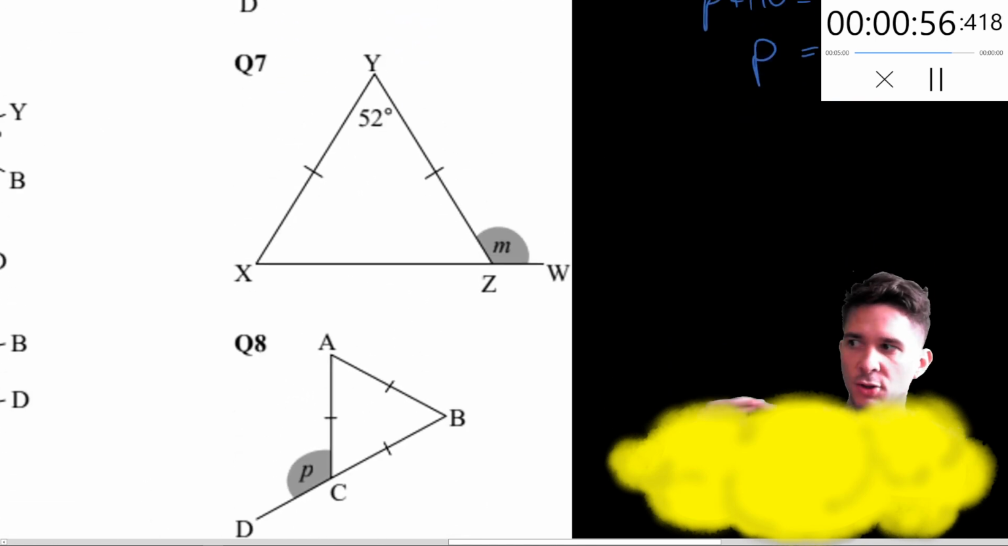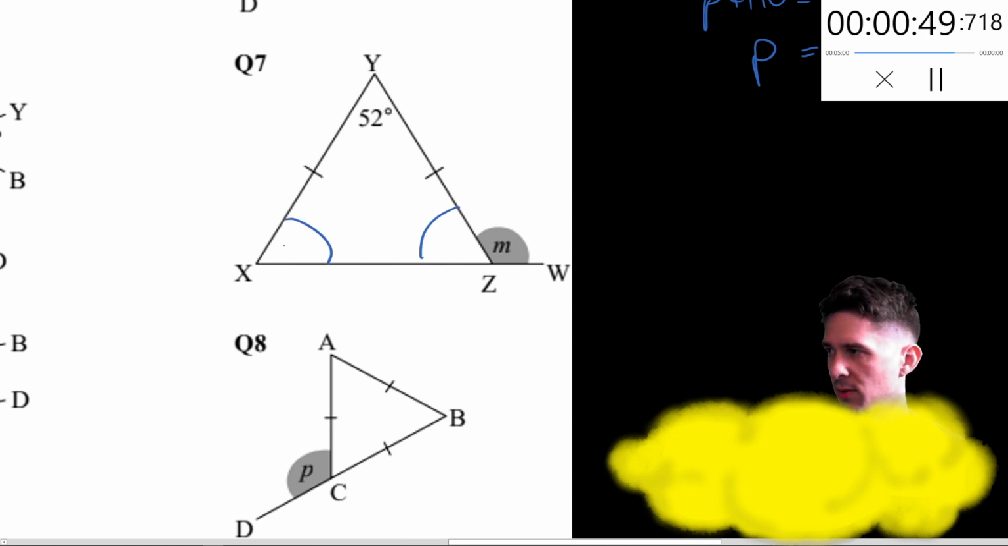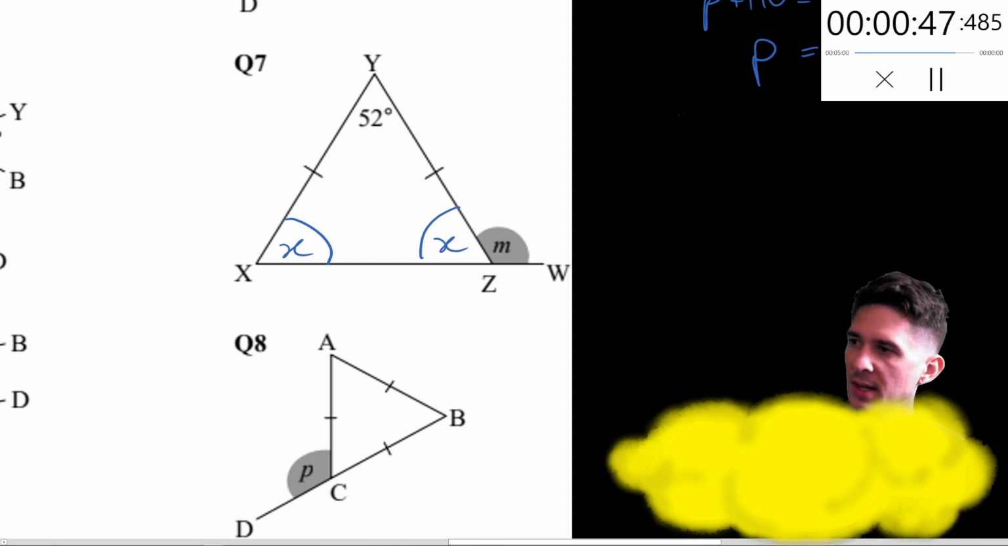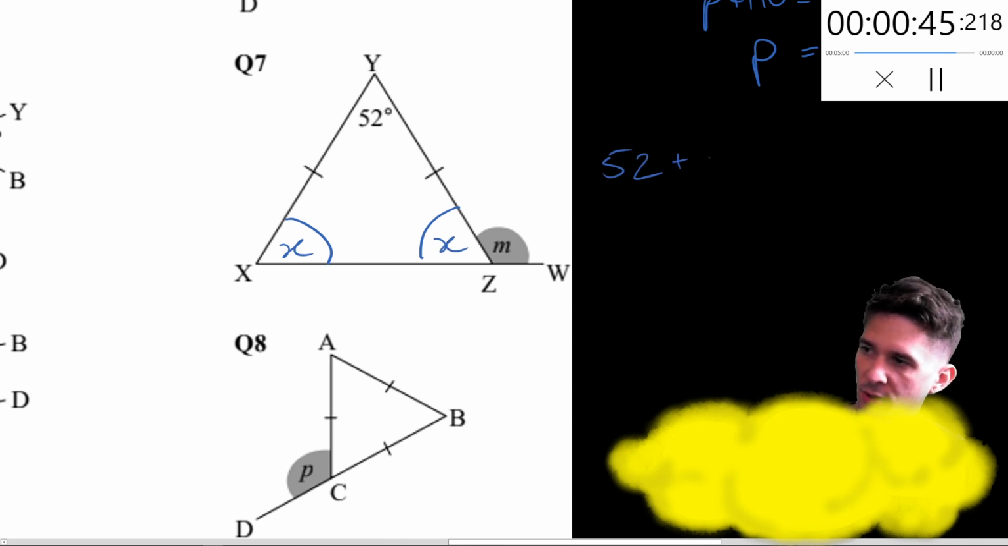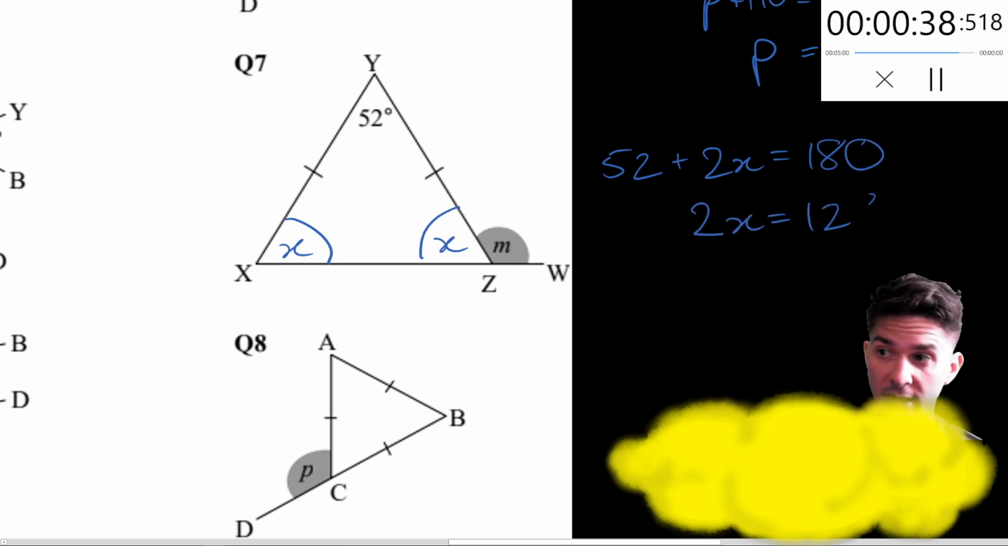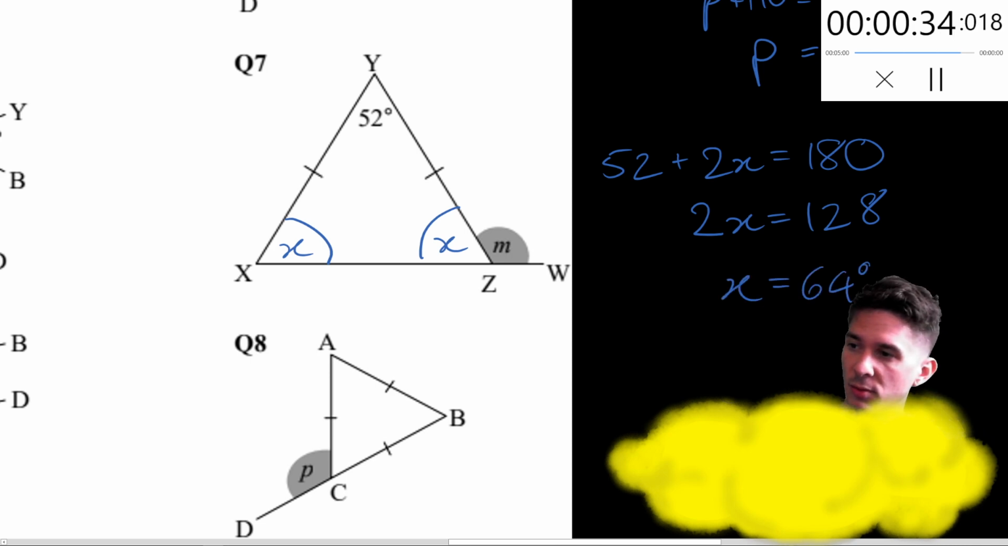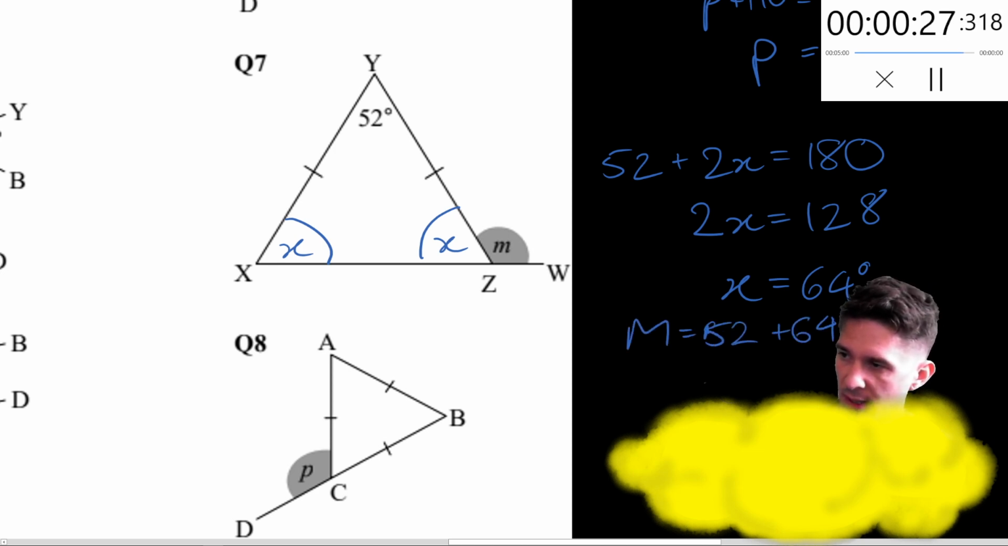Now we're using that triangle rule. So M is going to be 52 plus whatever this is. So we have an isosceles triangle. We know that these are going to be the same. So 52 plus 2 amounts of x is 180 degrees. Let's subtract 52 from both sides. 2 amounts of x is 128 degrees. Let's divide both sides by 2. X is 64 degrees. Now, M is 52 plus 64. In other words, M is going to be 116 degrees.